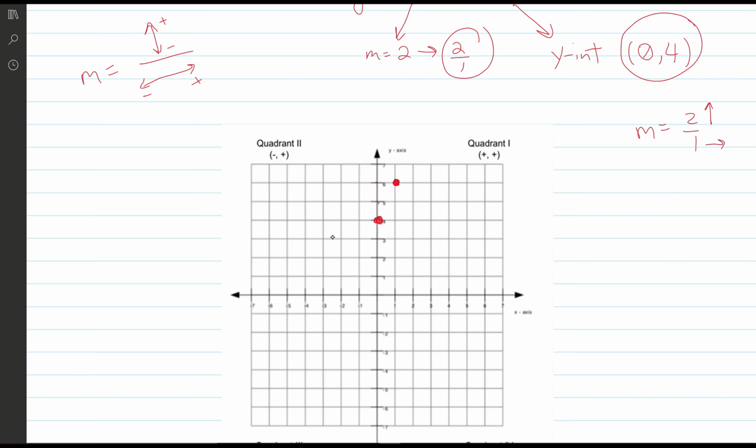After this, you just go ahead and connect the dots. Hopefully you have a straight edge along with your graph paper, and then you can go ahead and say this is the graph of the function 6x minus 3y equals negative 12.